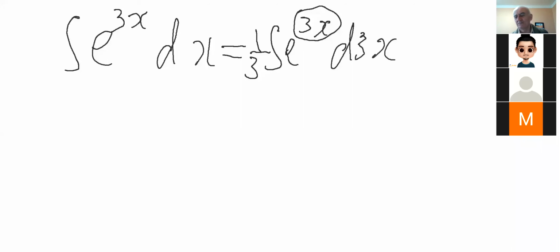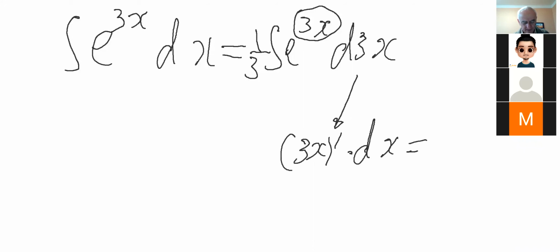And let's check now. What is this 3x? This 3x is the derivative of 3x times dx. It's going to be 3 dx. And if I replace by 3 dx, we will get the left side, absolutely the same.